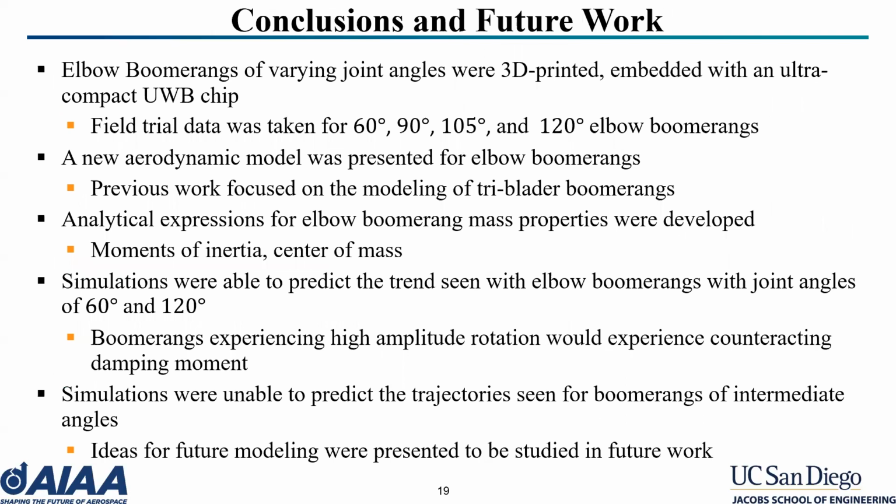In this work, we were able to collect trajectory data for 3D printed elbow boomerangs of numerous joint angles using UWB technology. Moreover, to explain the trend that we saw in field trials, we derived expressions for the aerodynamic forces and moments of elbow boomerangs. We were able to derive analytical expressions for the mass properties of the boomerang. Using these models, we simulated the trajectories of our boomerangs and compared them to the experimental results. Our model was able to predict the trend seen with joint angles of 60 and 120 degrees, but was unable to predict the trajectory seen for the intermediate angle boomerangs. Future work will study improvements to the model and close the gap between simulations and experiments.